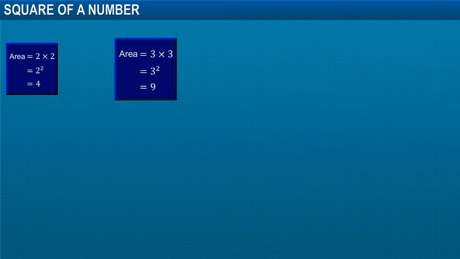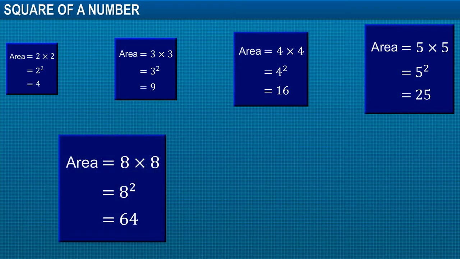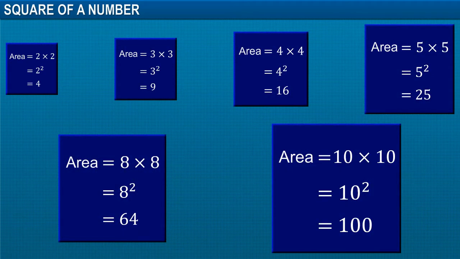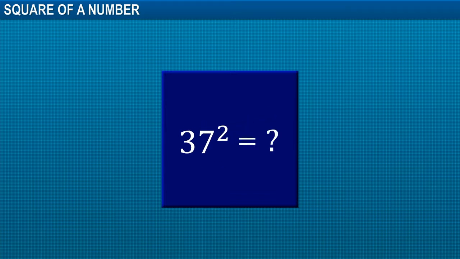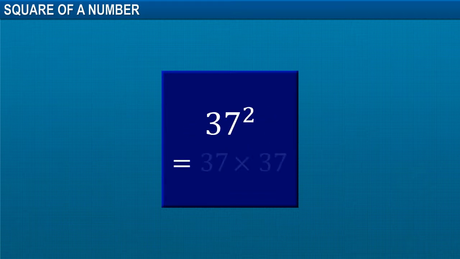It is quite easy to find the squares of small numbers. But finding the squares of large numbers is not easy. For example, to find the square of 37, you have to multiply 37 by 37. If you find that a bit difficult, there is an easier way.